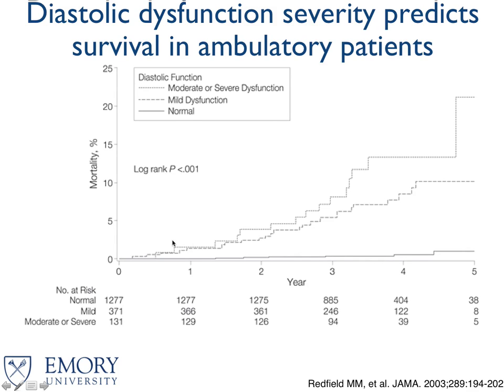Whereas if you had just impaired relaxation, and this is in patients above the age of 45, I have to say, you had a 10% mortality at 5 years. Just mild diastolic dysfunction in an ambulatory asymptomatic patient predicted a 10% mortality at 5 years. Now, it doesn't say what the cause of death is. It just says that it's not good. And here we have a 20 to 25% mortality in people with more advanced diastolic dysfunction. So having abnormal diastolic function is not good.